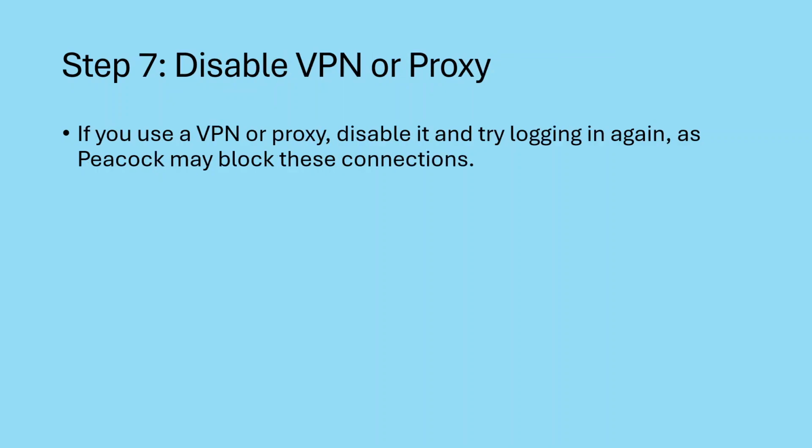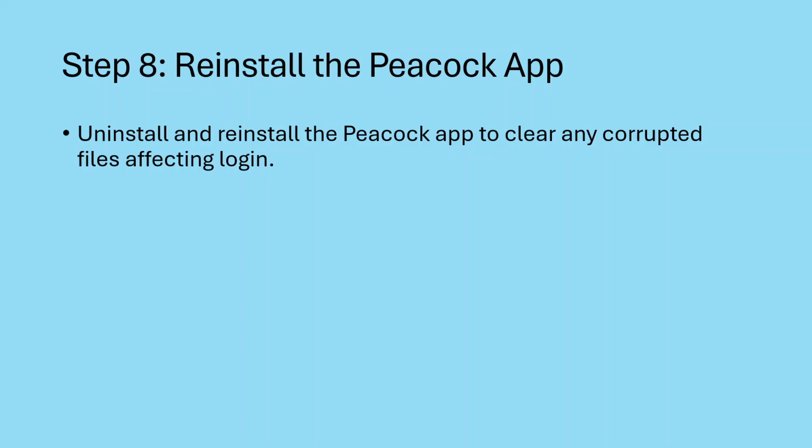Step 7. Disable VPN or proxy. If you use a VPN or proxy, disable it and try logging in again, as Peacock may block these connections. Step 8. Reinstall the Peacock app. You can uninstall and reinstall the Peacock app to clear any corrupted files affecting your login.